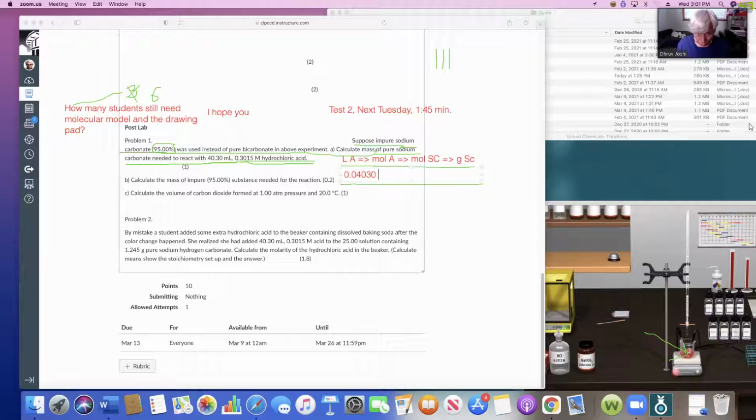So that's going to be 0.0403 liters of acid. And what are we going to multiply it with? That's a conversion factor. Tell me the conversion factor. What is going to be in the numerator and what's going to be in the denominator? 1 liter in the denominator. In the denominator, very good, because we want to cancel the liter. Yeah, 1 liter. And what is in the numerator? 0.3015. Very good. And what are the units? Mole. Excellent.